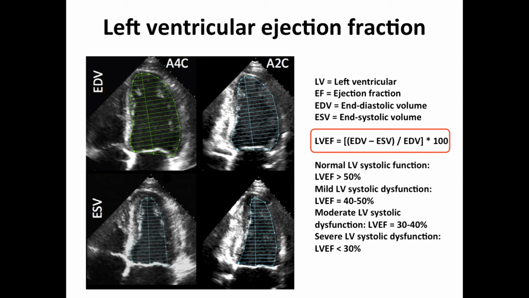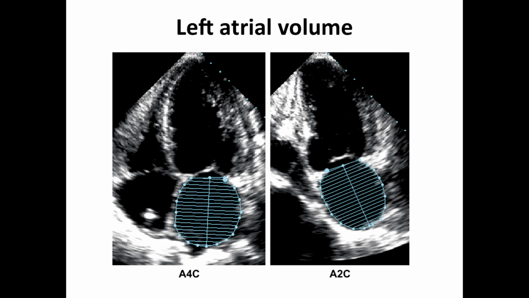Ejection fraction is considered normal when above 50%. A reduction in ejection fraction below 50% leads to different degrees of systolic dysfunction, as shown by the slide. In the same way as for ejection fraction, it is also possible to measure left atrial volume at end systole with the biplane Simpson's method.